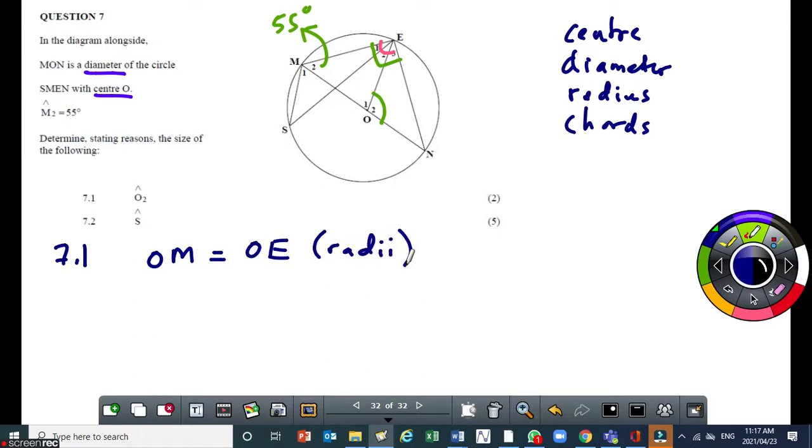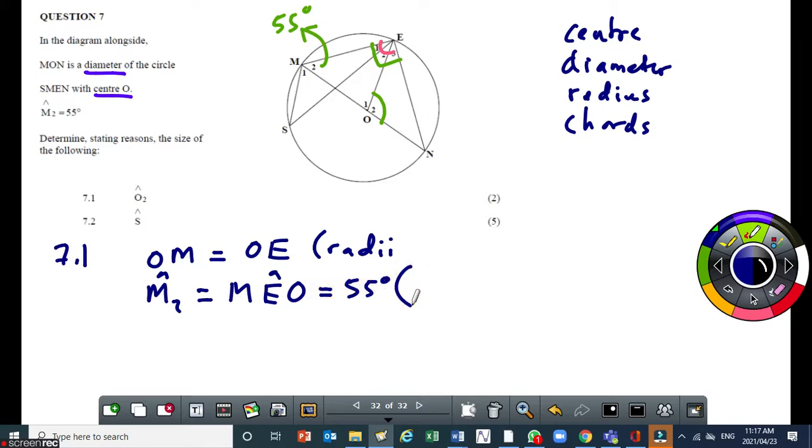Okay? Now, they want to find O2, so I'll say angle M2, okay? Let me write this way first. I'll say angle M2 is equal to angle MEO. You agree with me then? You're supposed to be looking here. M2 is equal to MEO. Alright? So it means both are going to be equal to 55 degrees.